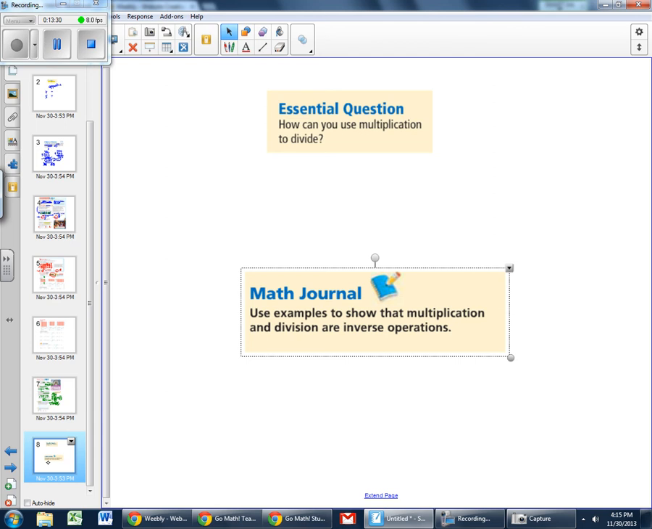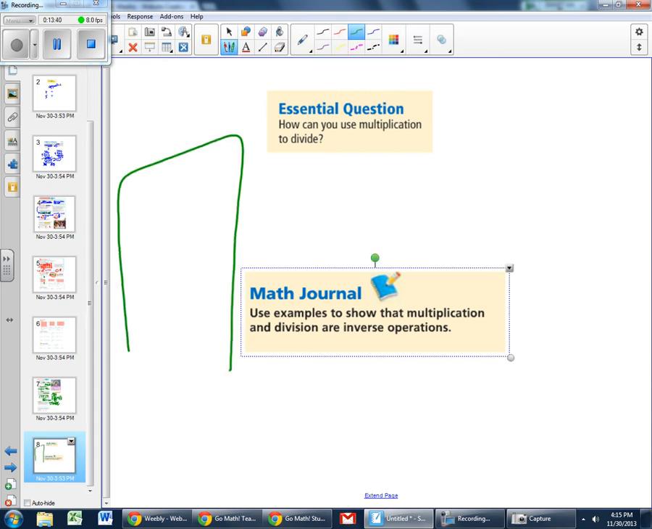And then go back and reflect and think about your essential question. How can you use multiplication to divide? What did we do in order to get the answers to our division problems when we used multiplication? Okay, so journal page. And this is 6.7. Okay, and you're going to start with, I can use multiplication to divide, and then explain that. And give me a little example in a box.